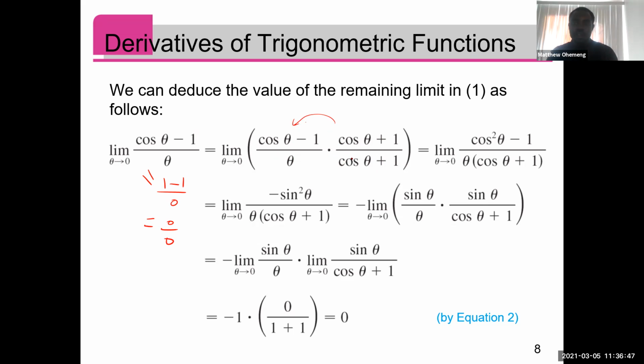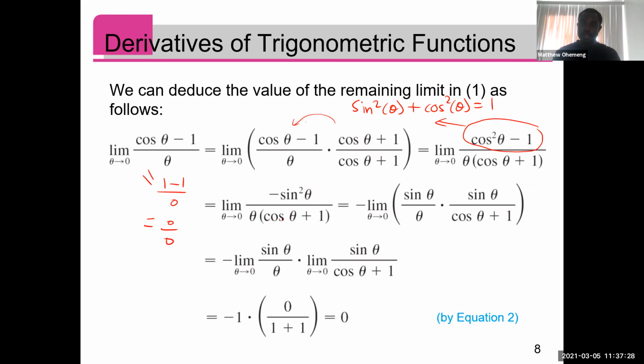But then looking at the top, I can multiply them out and get cosine squared of theta minus 1, all over theta times cosine of theta plus 1. Note that in your calculus classes, sine squared of theta plus cosine squared of theta is 1. So that means cosine squared of theta minus 1 will be negative sine squared of theta. So that's how they got to this part.